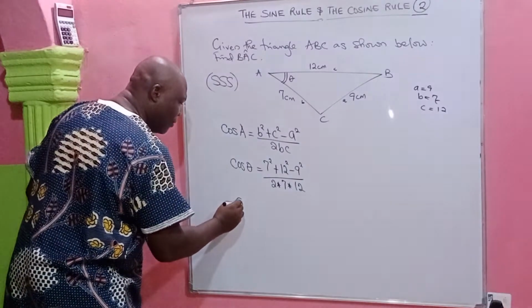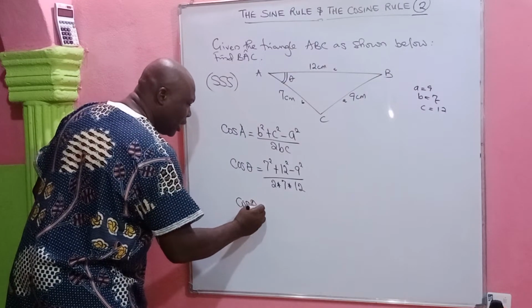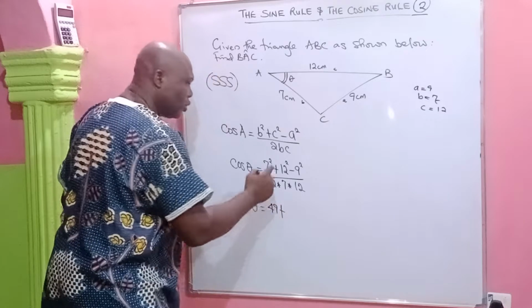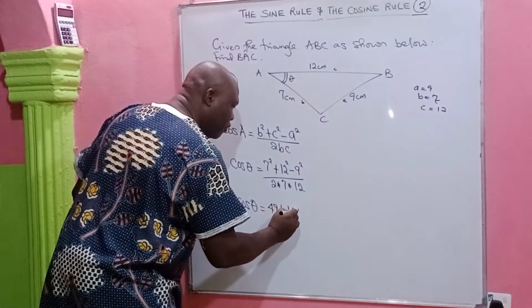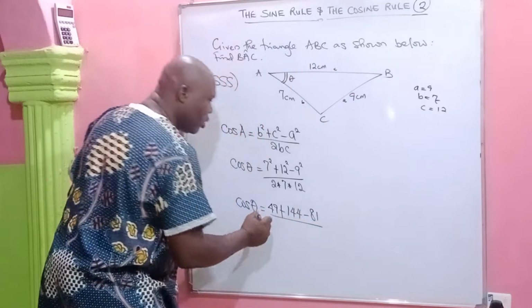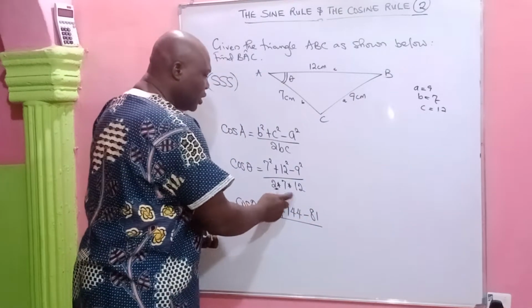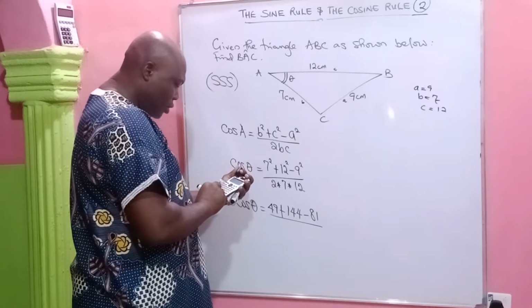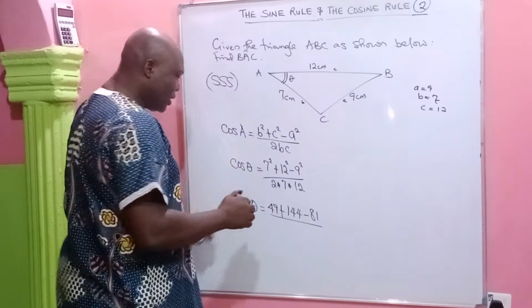So that we can now have the cos angle of theta is equals to 7 squared, 49, plus 12 squared, 144, minus 9 squared, 81, all over 2 times 7, 14, 14 times 12, we'll have 168.